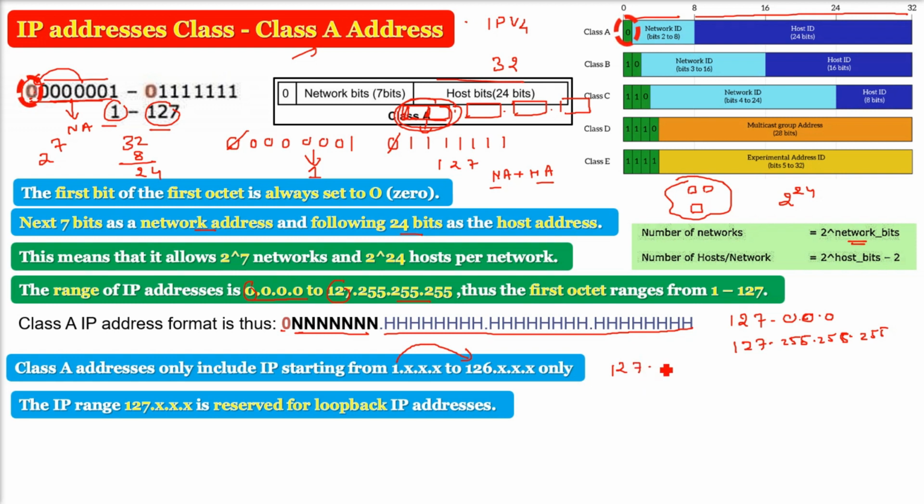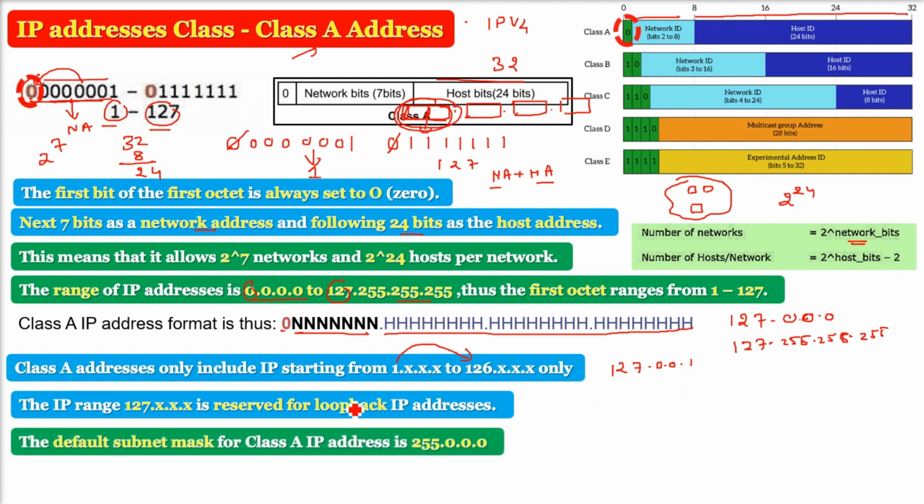Whenever you ping or put it in the browser, you are actually testing your network interface card. Your packet is not leaving your computer or your system. It is coming back, looping back, just to see if the TCP/IP is correct, or your NIC card is perfectly fine, properly connected or not. So 127 is used only for loopback addresses. That is why class A can go only from 1 to 126 in the first octet.